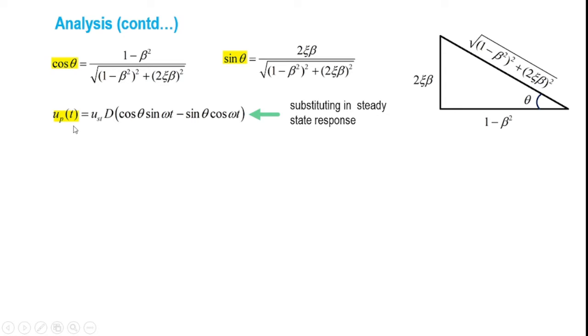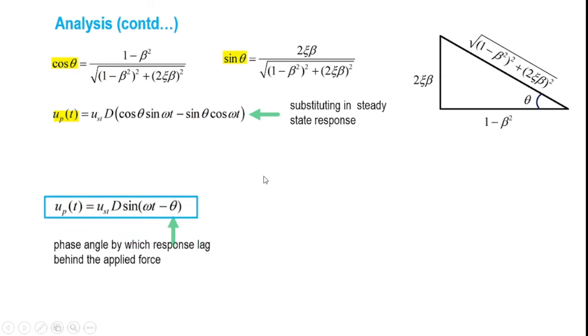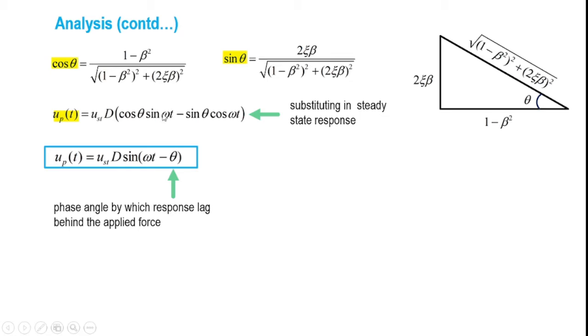the particular solution, that is the steady state response, is given by UPT equal to UST into D into cos theta into sin omega t minus sin theta into cos omega t. Remember that this expression is obtained by substituting into the expression for UPT, which we discussed in the earlier slide, the values of cos theta and sin theta. Now this expression can be further simplified to UPT equal to UST into D into sine of omega t minus theta.